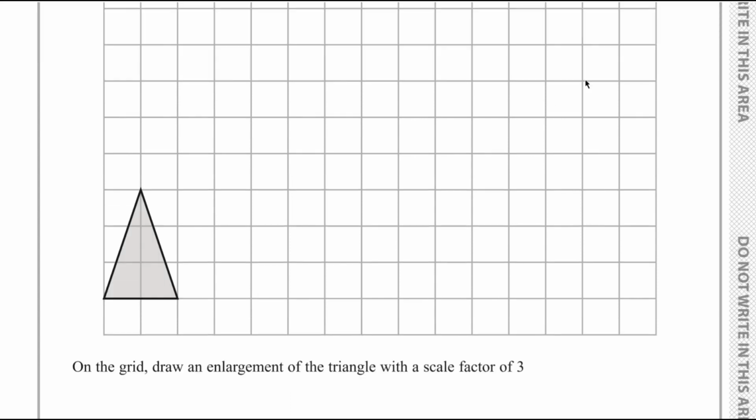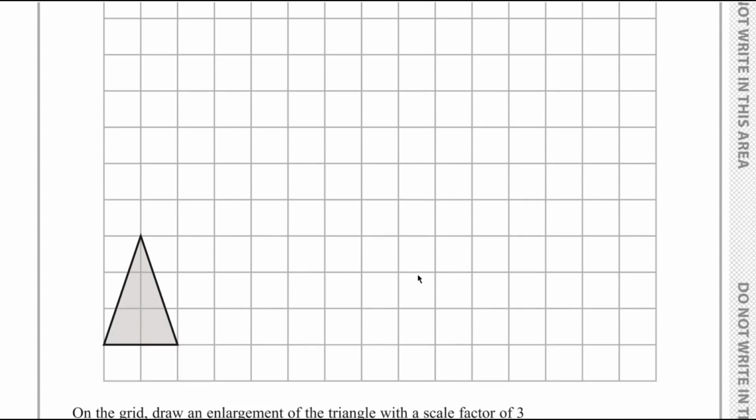Question number 11. On the grid, draw an enlargement of the triangle with a scale factor of 3. You can see going across we have a length of 2 units. So when we multiply 2 by 3, we get 6. So the new length is 6.